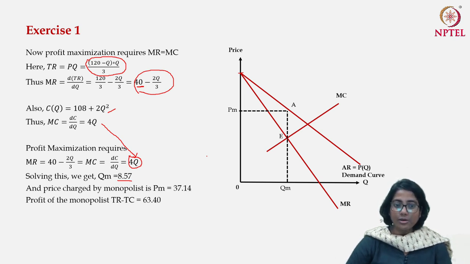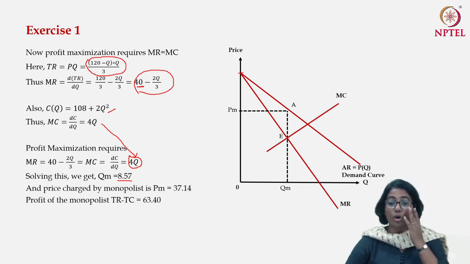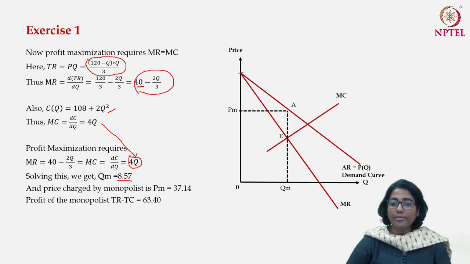So the reminder is that you equate marginal cost to marginal revenue in order to obtain the quantity. However, equating these two does not give you the solution for the price. For that, you have to pick this quantity, put it in the average revenue curve, and then decide what the PM is, what is the price that the monopolist is charging.